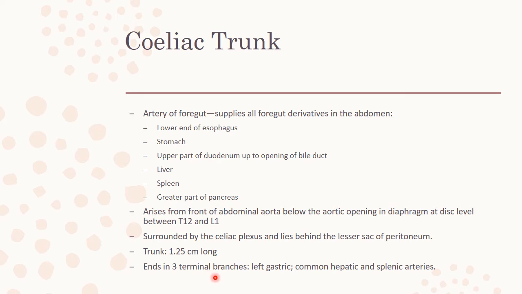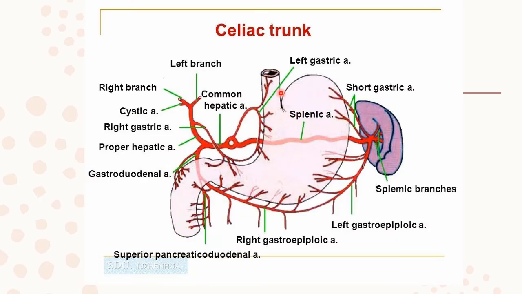It is around 1.25 centimeters long, a very short trunk, and it terminates into three branches, which are the left gastric artery, the common hepatic artery and the splenic artery. So over here we have a visual representation of the celiac trunk. Over here you can see the celiac trunk. This is the stomach. You can see a short vessel arising from it, which is the left gastric artery. Then we have the common hepatic artery, and finally the splenic artery, which passes, as you can see in this direction, behind the stomach.